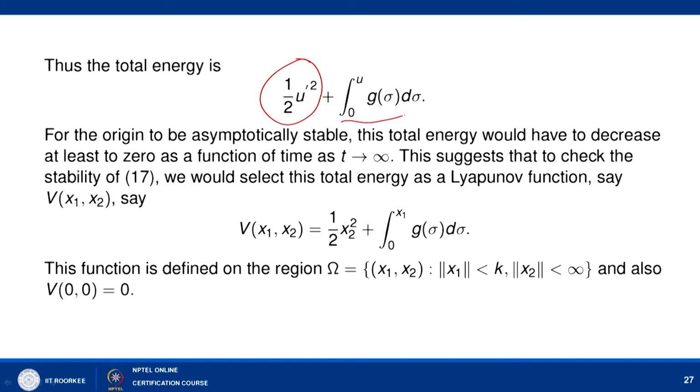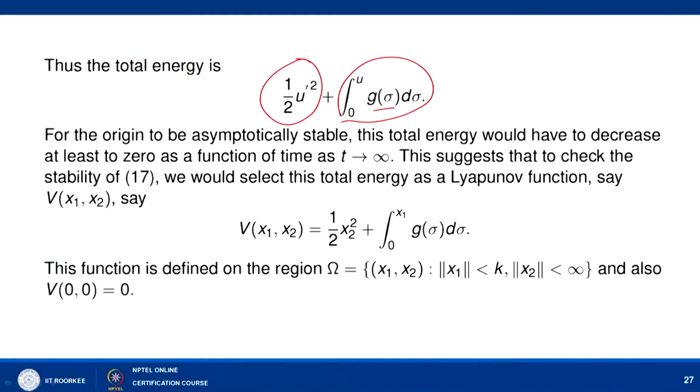And the second part is that g of sigma is basically the restoring force, and if we calculate the restoring force integrated from 0 to u, we can say that it is nothing but potential energy. So, the integral from 0 to u of g of sigma d sigma is the potential energy, and the first one is the kinetic energy due to velocity. So, the total energy is given as 1 by 2 u dash square plus the integral from 0 to u of g of sigma d sigma. And for the origin to be asymptotically stable, this total energy would have to decrease at least to 0 as a function of time as t tends to infinity.